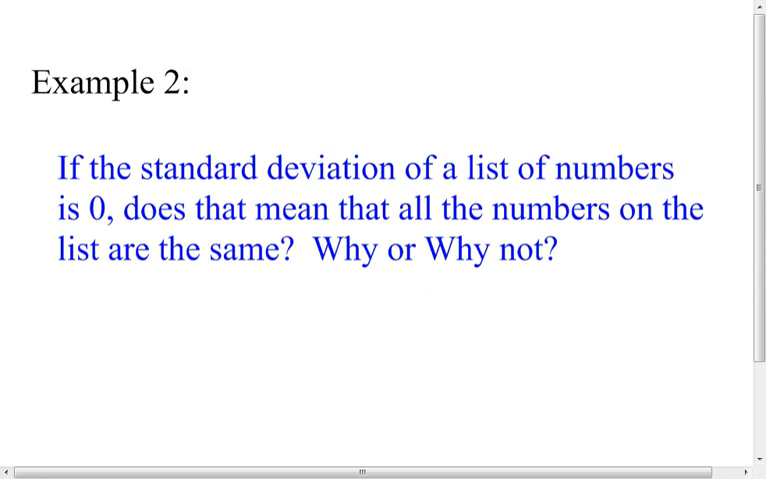Here's a question for you. If the standard deviation on a list of numbers is 0, does that mean all the numbers on the list are the same? Why or why not? Again, standard deviation describes spread. It gives you an idea of how varied your answers are. So if a standard deviation is 0, that means there is no spread, no variation in the data pieces whatsoever. And if there is no variation, then your standard deviation is going to be 0. So yes, this is a true statement. All numbers must be the same for there to be no spread.